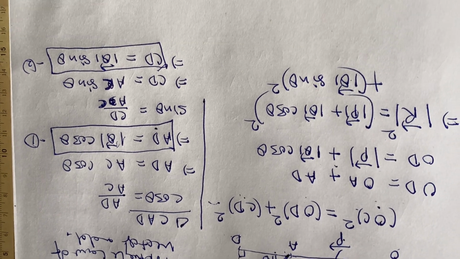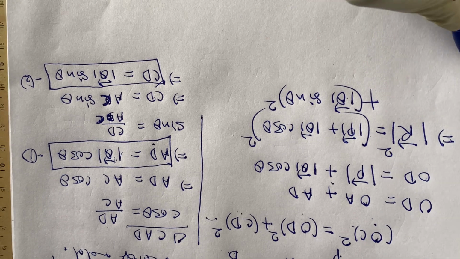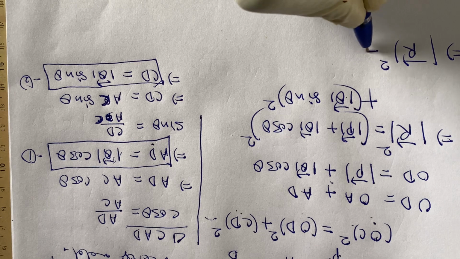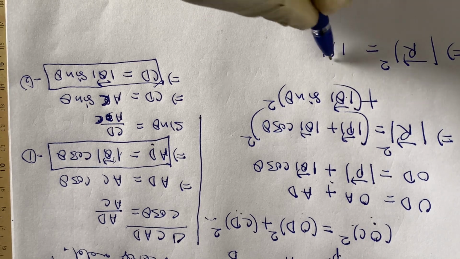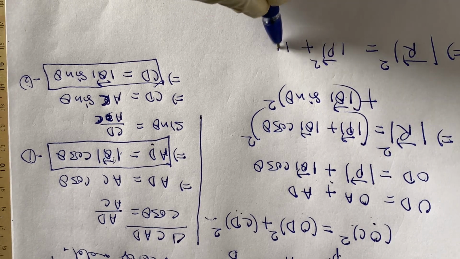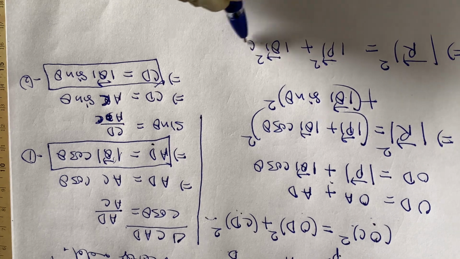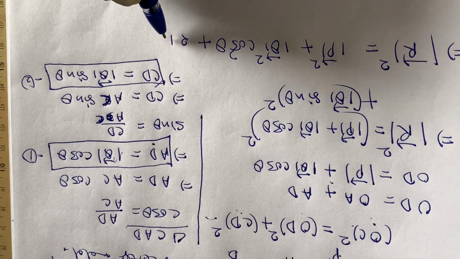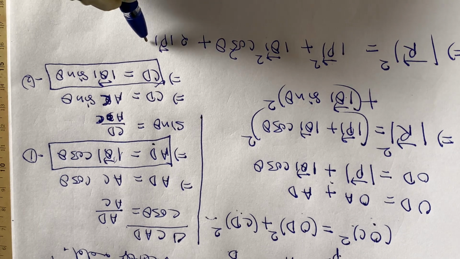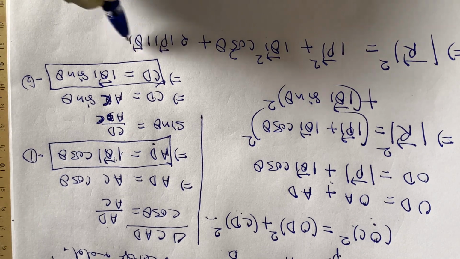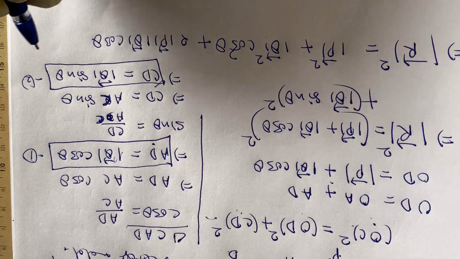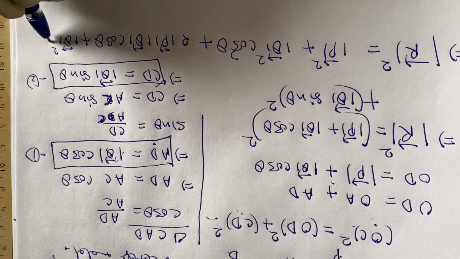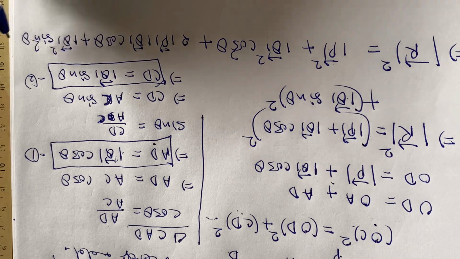Now simplify this. On simplifying, we get that R vector magnitude square is equal to mod of P square plus mod of Q square cos square theta plus 2 times mod P mod Q cos theta plus mod Q square sine square theta.